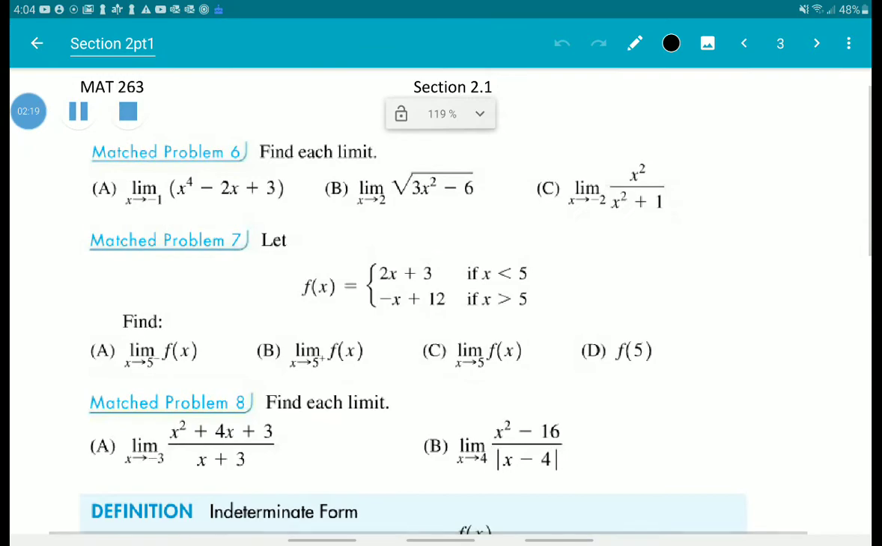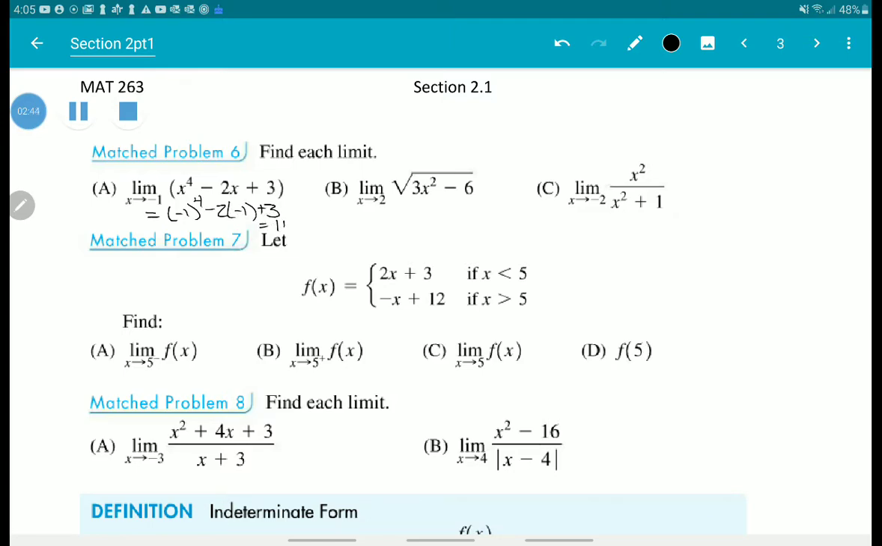So let's do a few more of those. Let's look at matched problem 6. In matched problem 6, we've got a few more functions here, and we can figure out what the limits are going to be. So let's say we substitute in -1. We have a 4th degree polynomial. We want to know the limit as x approaches -1. For a polynomial, all we have to do is substitute in. So that's going to give me 1 plus 2 plus 3, which is 6.